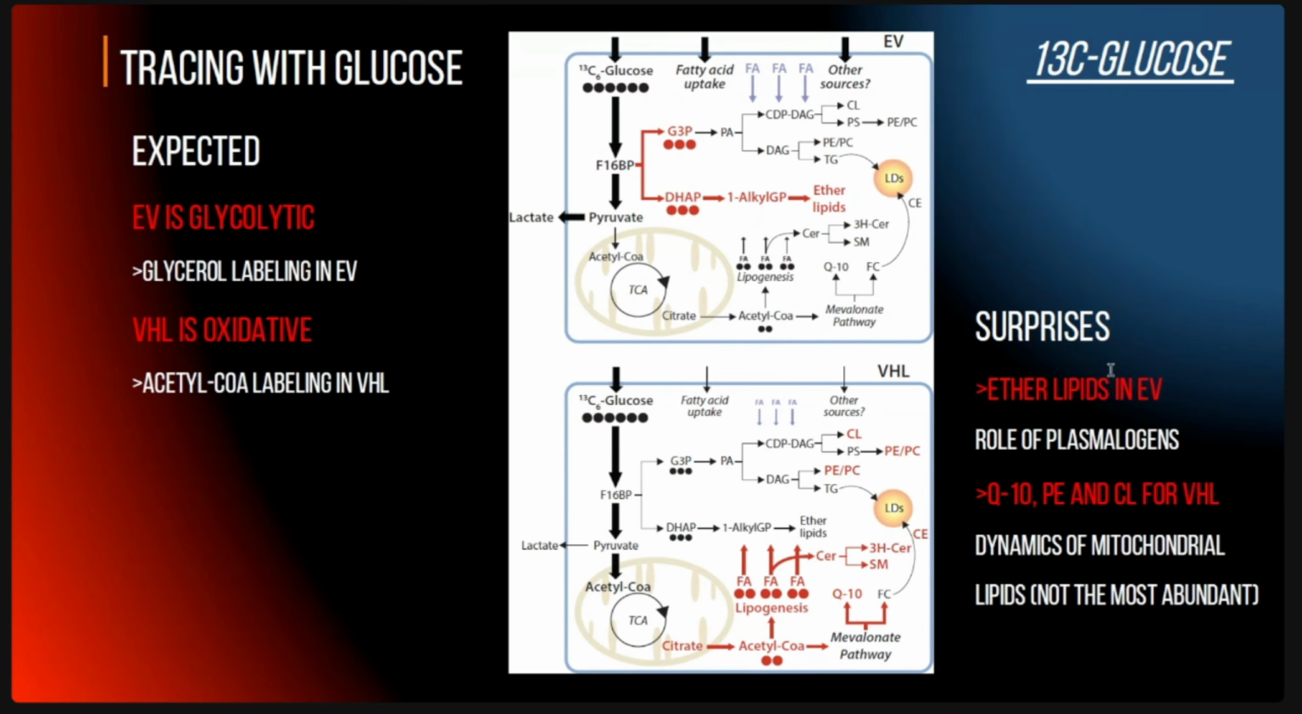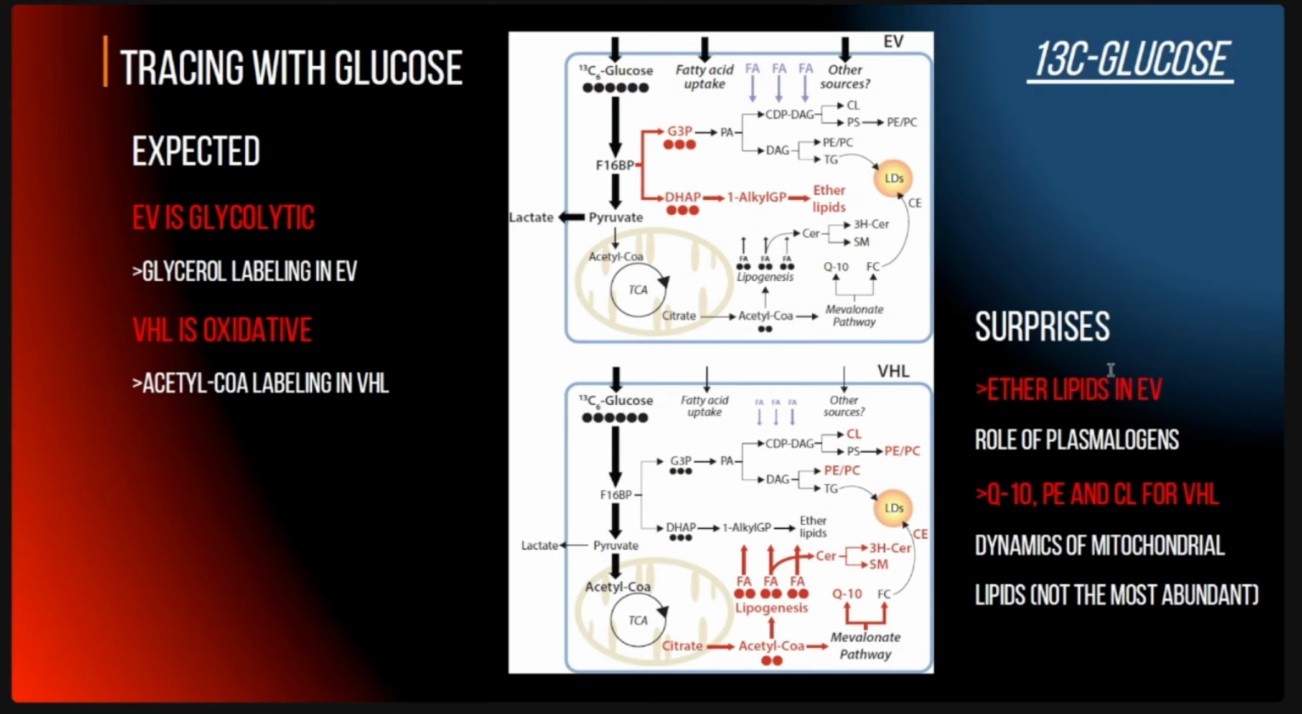But then in the VHL, which is oxidative, glucose goes all the way to pyruvate in the mitochondria, then citrate, acetyl-CoA, which goes into de novo lipogenesis, and then fatty acids get a lot more labeled just because the glucose goes all the way here. And one of the surprises was this higher concentration of labeled ether lipids, plasmalogens in this case, and this may point to an important role of plasmalogens in cancer cells.